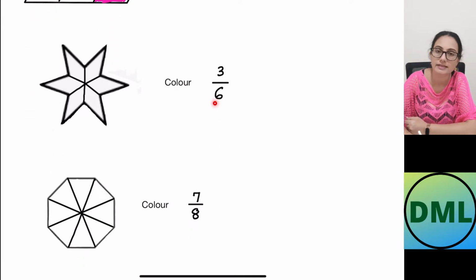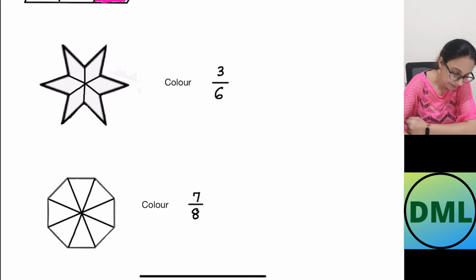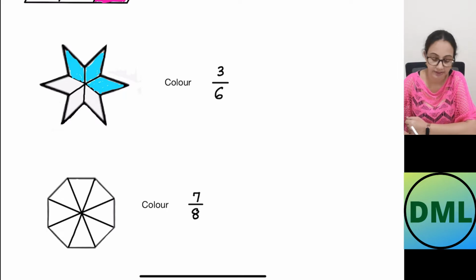Color 3/6. So out of 6 parts, 1, 2, 3, 4, 5, 6 parts. I have to color how many parts? I have to color 3 parts. Let's color it. Let's take again blue and color 3 parts. 1, 2 and 3 parts. I filled 3 parts. Now let's see one more example.